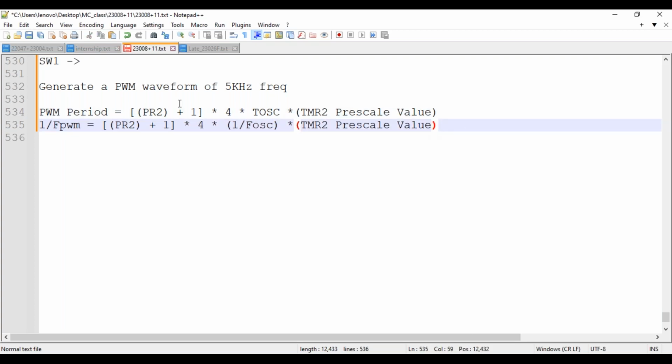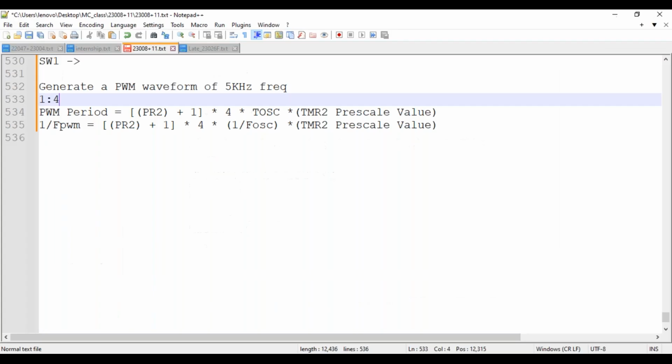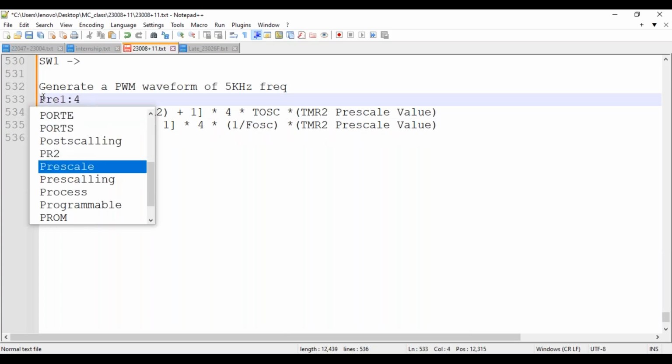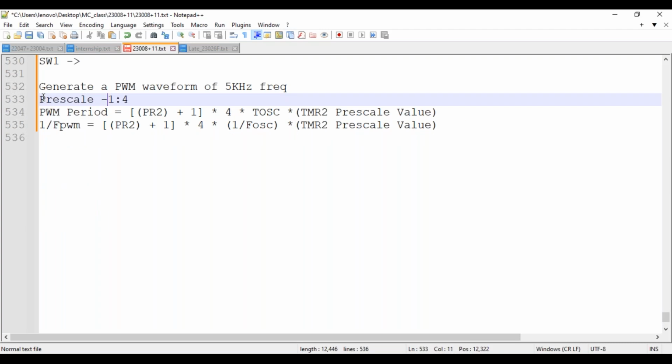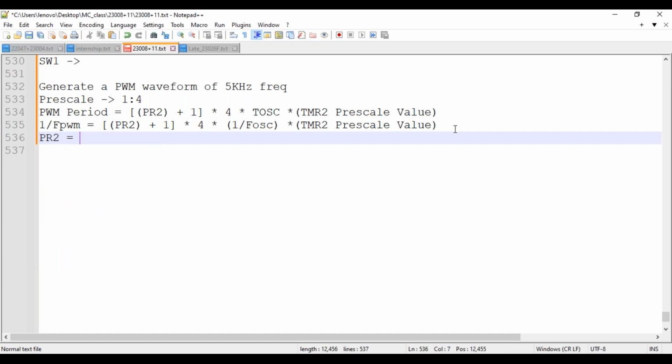Now do the calculation. Assume I'm going to use a prescale of 1:4. So you can choose what prescale you want to use. Assume there is a prescale of 1:2, 1:4. Do the calculation here and tell me what is the value of PR2.